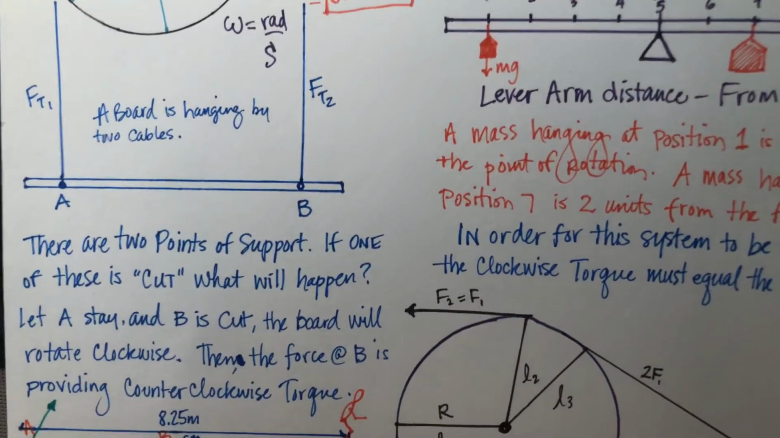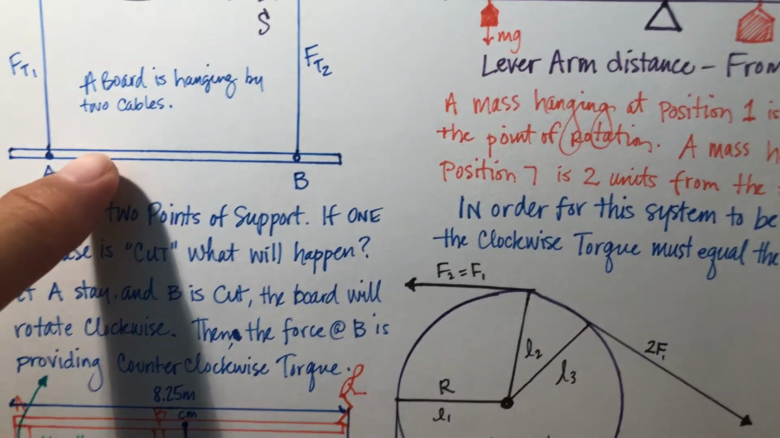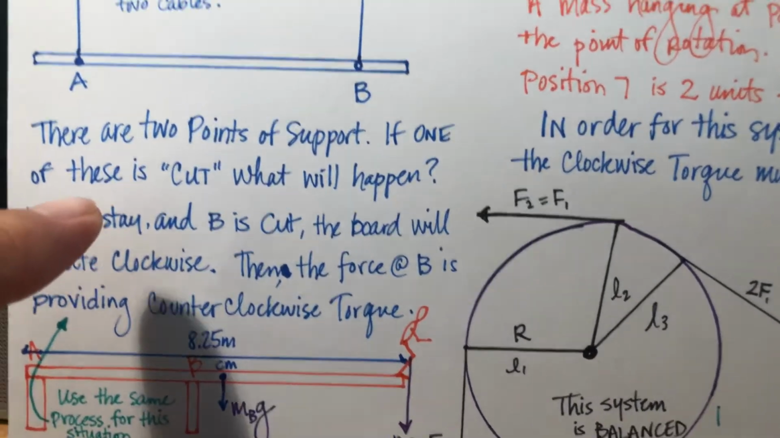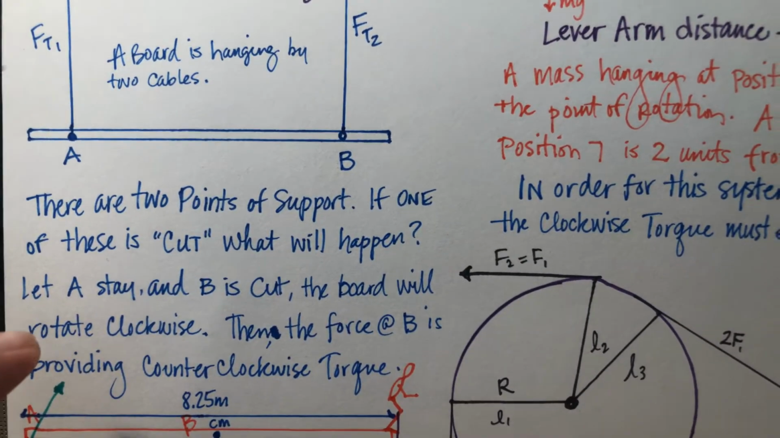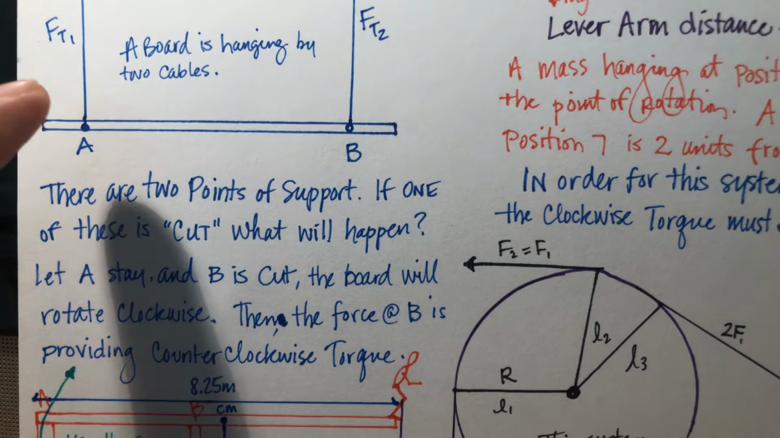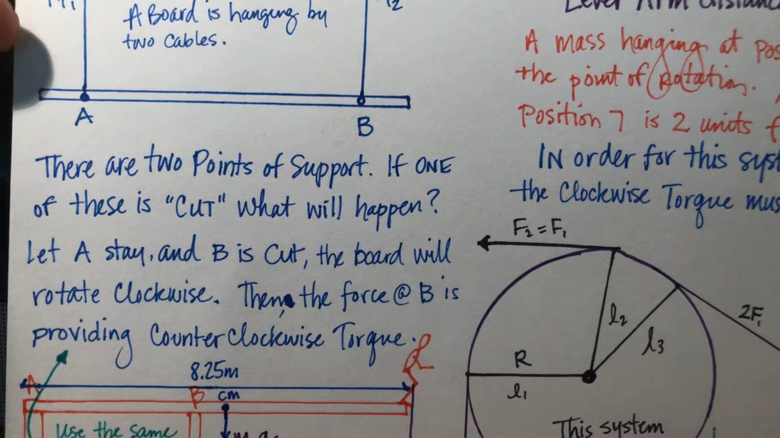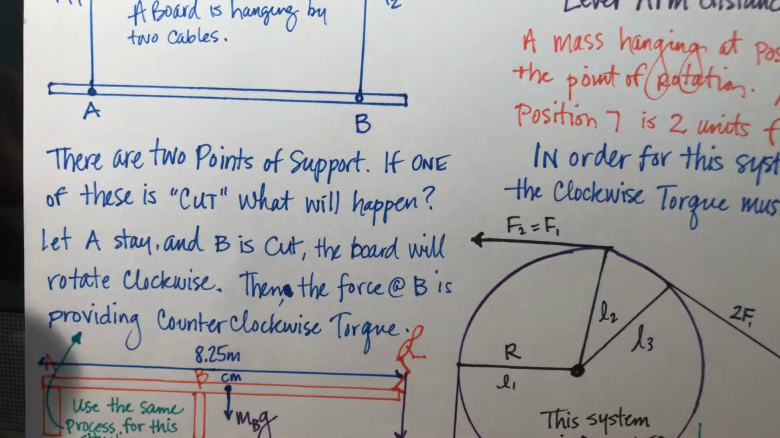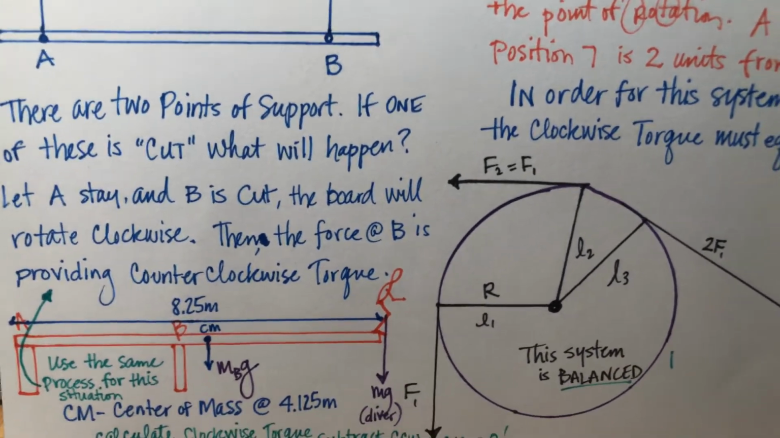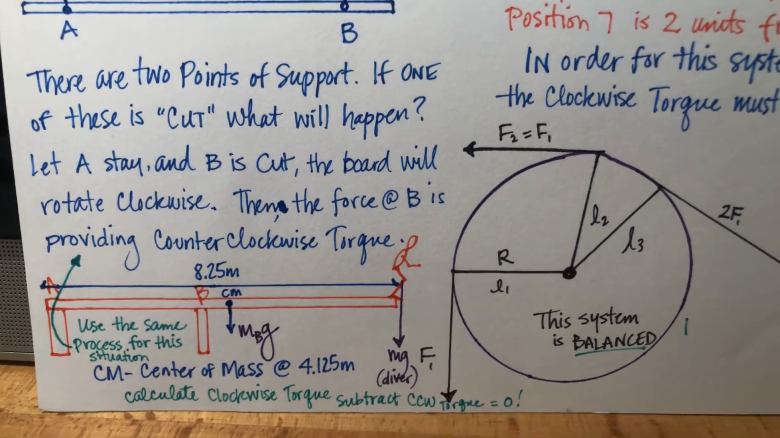So let's consider this. A board is hanging from 2 cables, and there are 2 points of support, A and B. If one of these is cut, what will happen? Well, let's leave A stationary and cut B. The board's going to rotate clockwise. That means the force at B is providing counterclockwise torque.